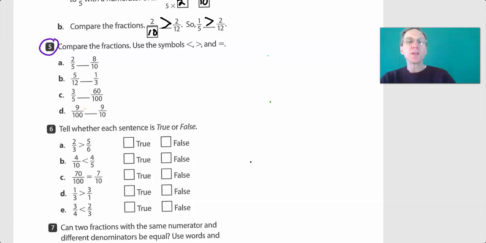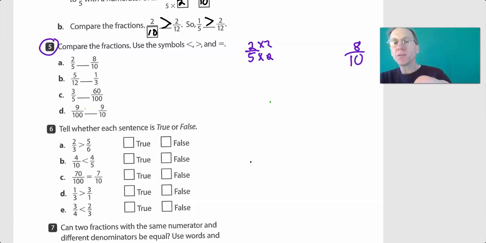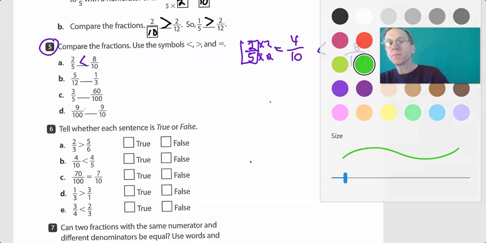So we're going to compare 2/5 and 8/10. I can see right away, if I double the number of pieces to make a whole, I can get a denominator of 10. So I'll double that, and I have to double the number of slices there. That gives me 10 and 4. So 4/10 is less than 8/10. So 2/5 is also less than. Ta-da!